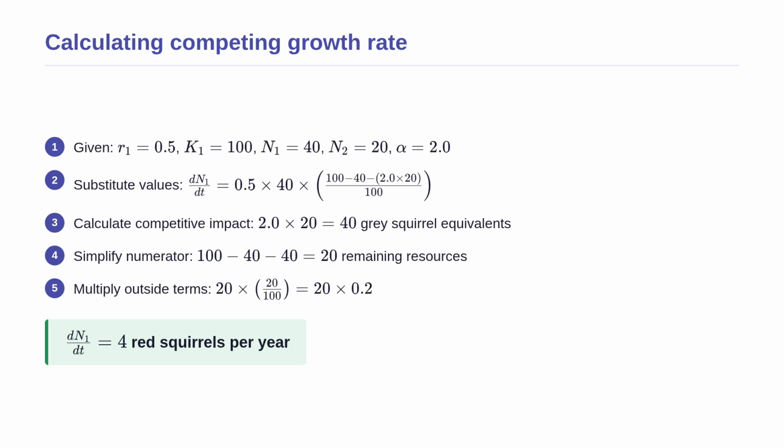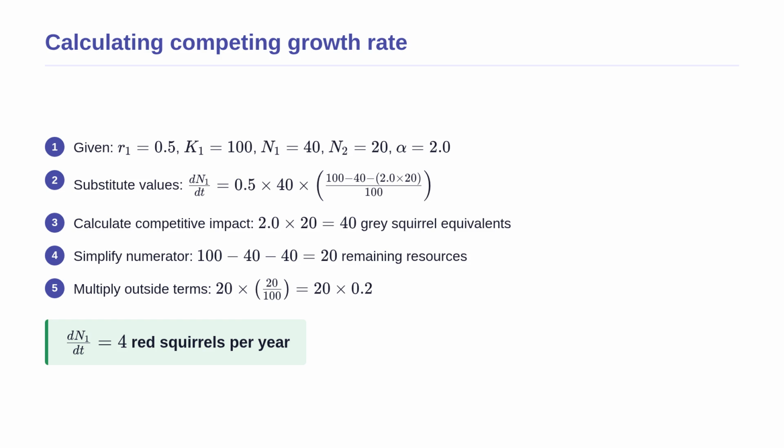Before we move on, let us see this with a concrete example. Imagine a forest with native red squirrels as species 1 and introduced gray squirrels as species 2. We are given an intrinsic growth rate of 0.5, a carrying capacity of 140, 20 gray squirrels, and an alpha of 2.0. We plug these into our formula.